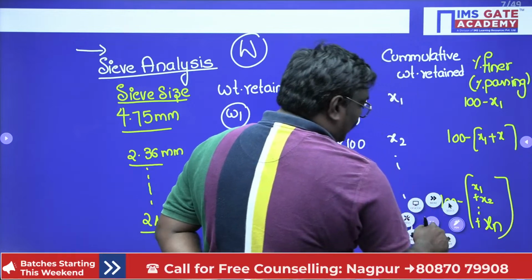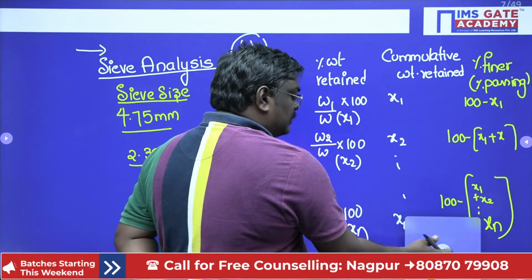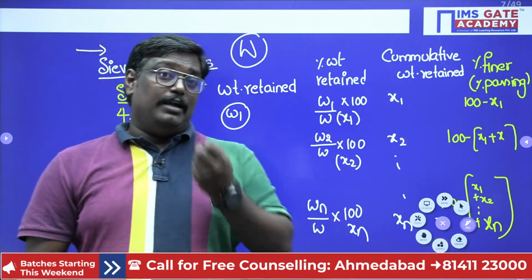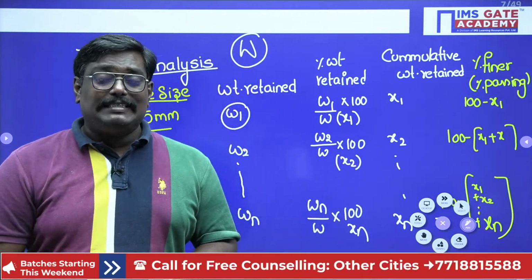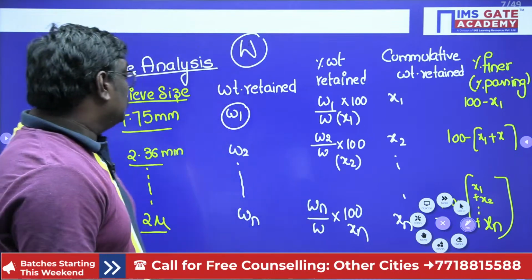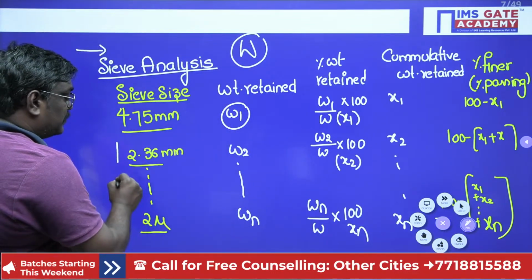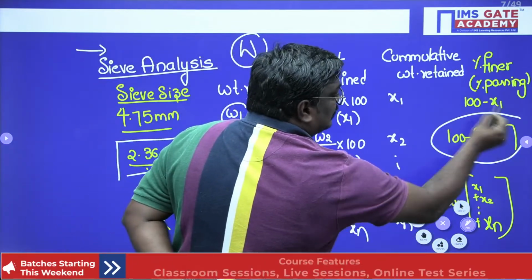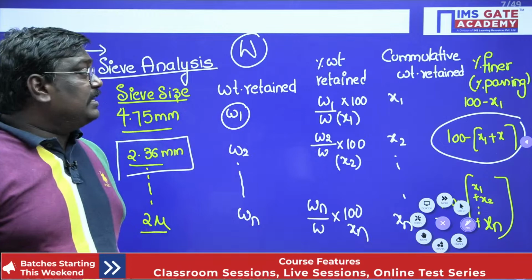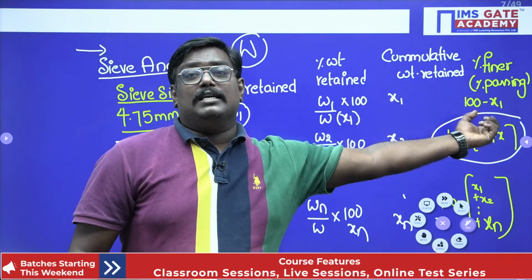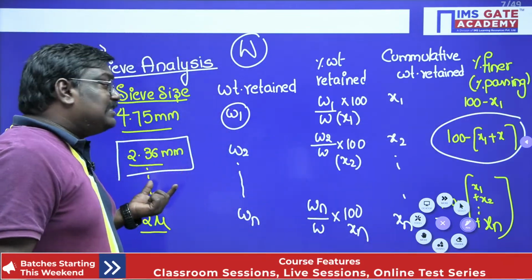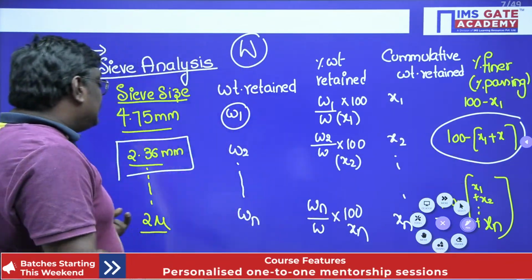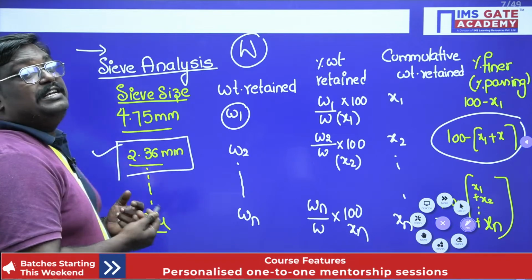So this is how, my dear students, if you don't have an idea about the sieve analysis, you cannot find out the effective size or D60 or D30 or anything. Suppose, see students, you have observed at 2.36 mm, the percentage finer is 60, or the percentage finer is also called percentage of passing. At this sieve size, if there is 60% passing, then we consider this sieve size as D60.